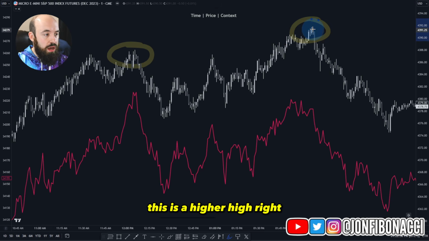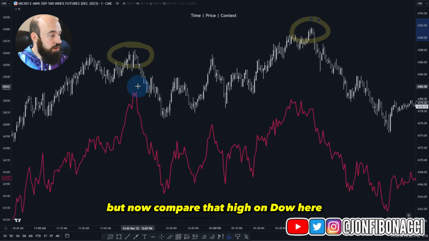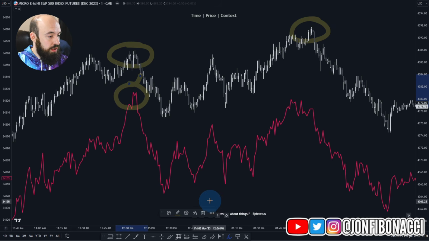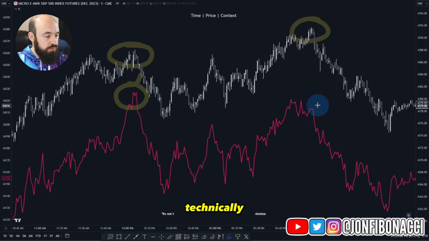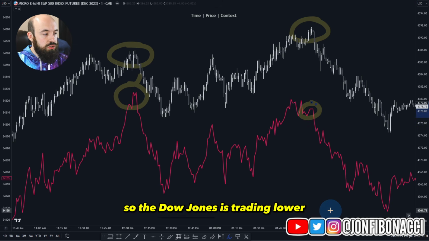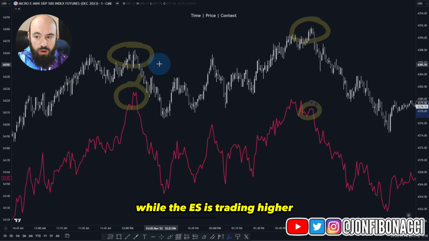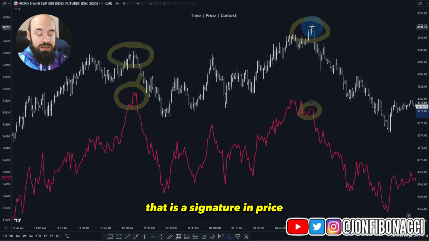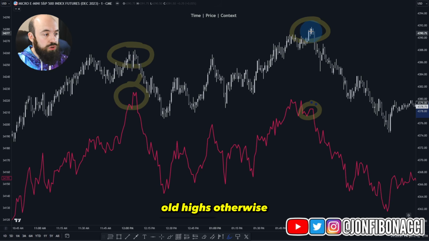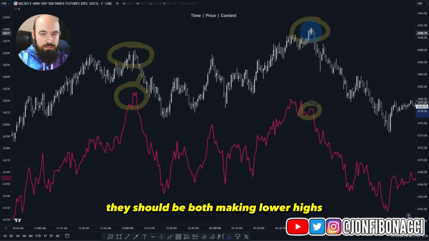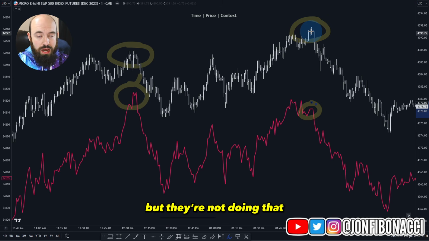So what I mean is look at this high on the S&P and look at this high on the S&P. This is a higher high, right? But now compare that high on Dow here and then compare Dow's high right here. Or if you want to line them up correctly, technically, you would probably use this one right here. So the Dow Jones is trading lower while the ES is trading higher. So that is a divergence. That is a signature in price, in my opinion, that tells me smart money is distributing above old highs. Otherwise, they should be both making lower highs, but they're not doing that.